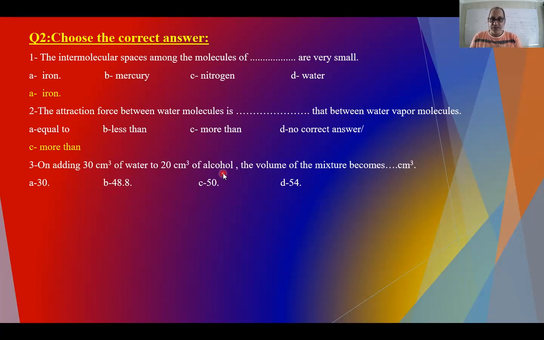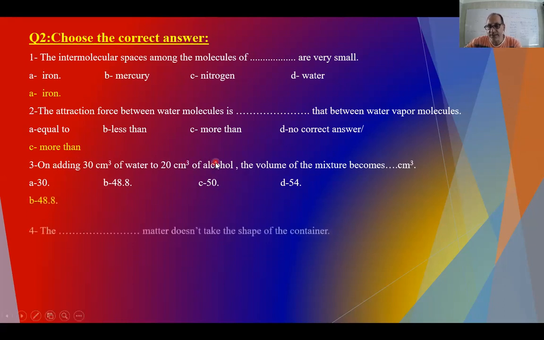Since we have 20 and 30 and there are intermolecular spaces in water, the volume must be less than 50. It can't be 50. Why? I'll give the reason. Because the molecules of alcohol will enter the intermolecular spaces of water, or vice versa, the water molecules can enter the intermolecular spaces in alcohol. So this decreases the volume of the solution. So 48.8 is the right answer.